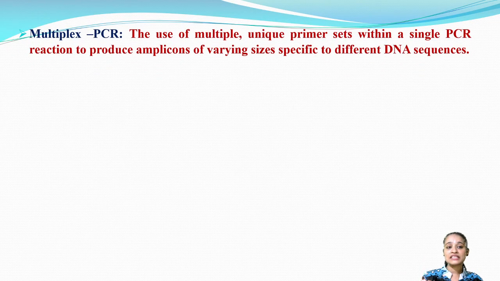Now what is multiplex PCR? As the name suggests, it uses multiple, unique primer sets within a single PCR reaction to produce amplicons of varying sizes specific to different DNA sequences. That's why it is called multiplex PCR.